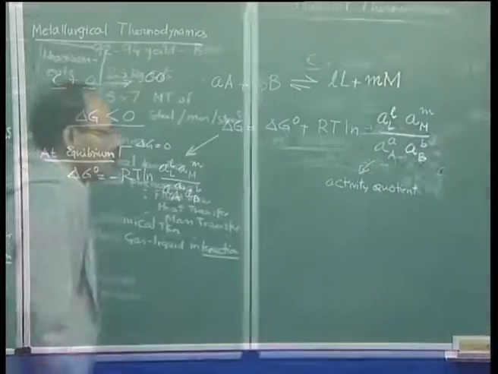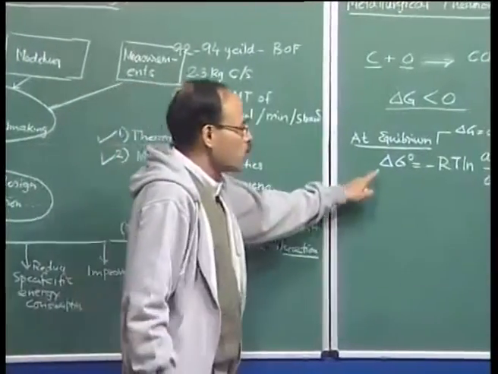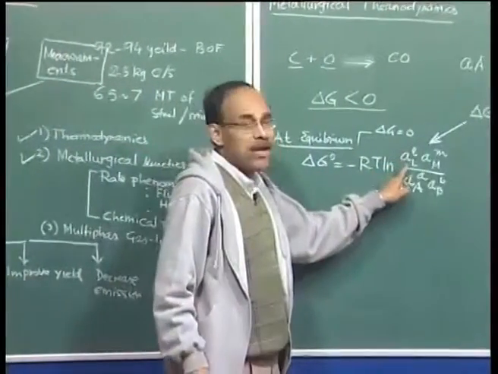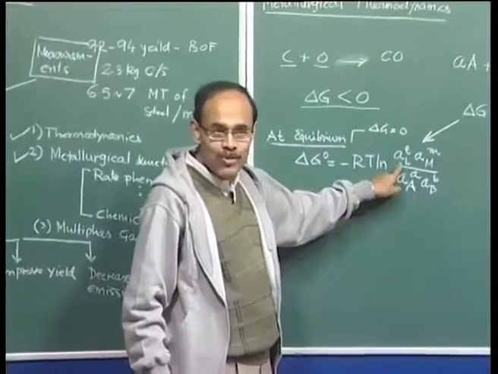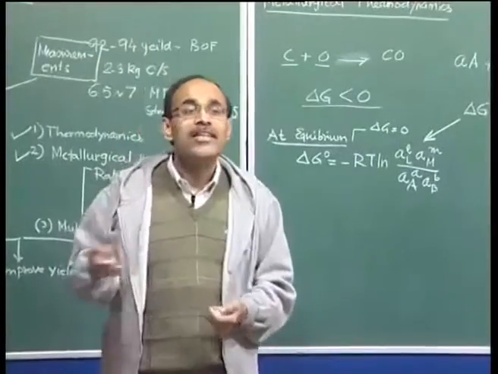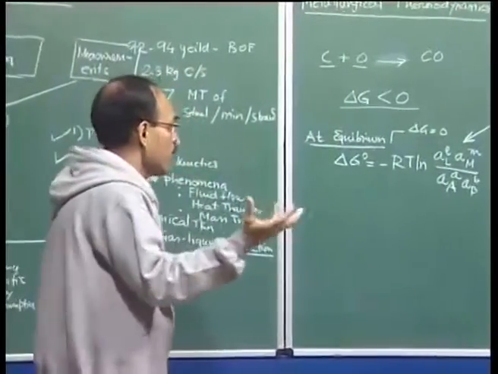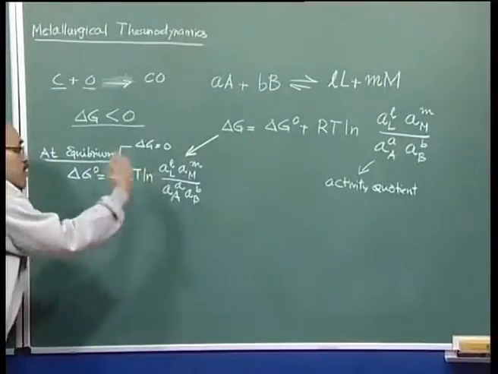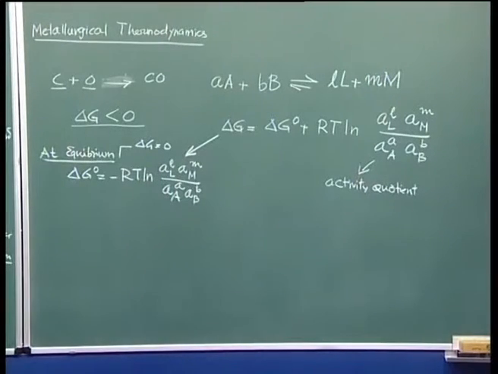Now, in order to evaluate delta G naught, we must understand that we have to have a proper activity versus composition relationship, because we will not be able to directly measure activity. Activity is a measure of chemical potential in the system.